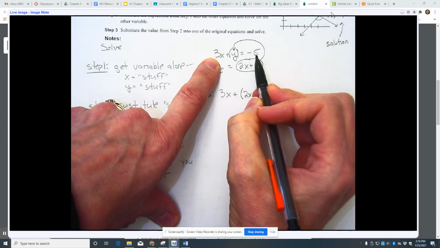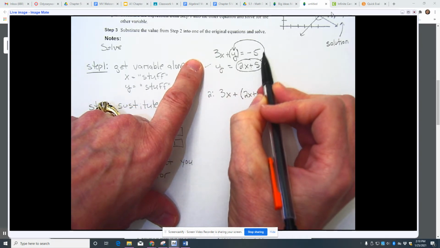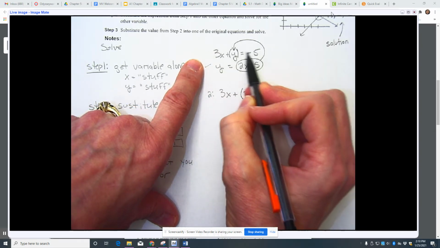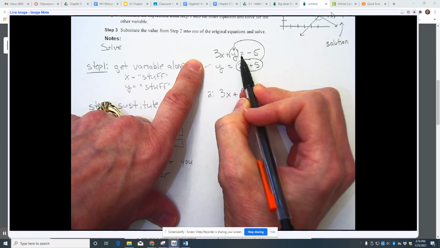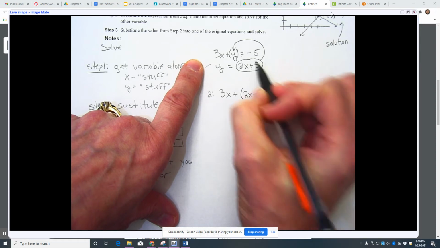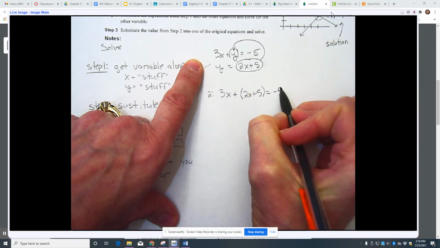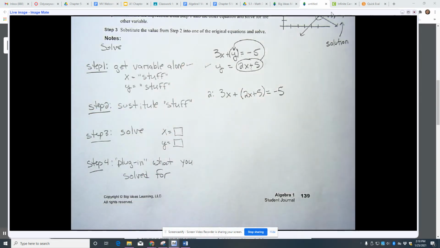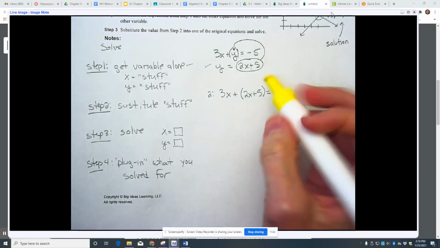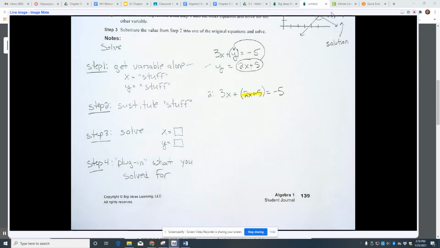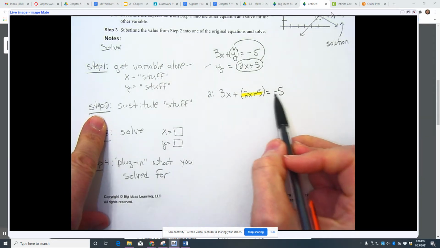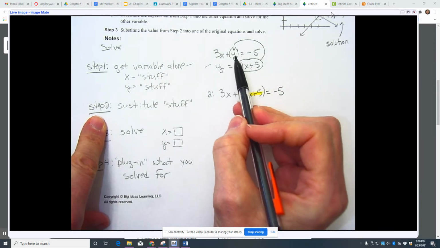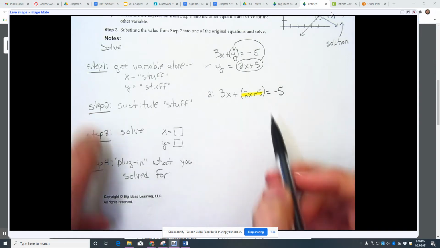Don't forget the rest of this equation, though. I'm rewriting this entire equation, and I'm replacing the y with 2x plus 5. So now I have to put equals negative 5. So this is the new stuff. The 3x, the plus, the equals, the negative 5, that was all a copy job. The y is where I did my substitution.